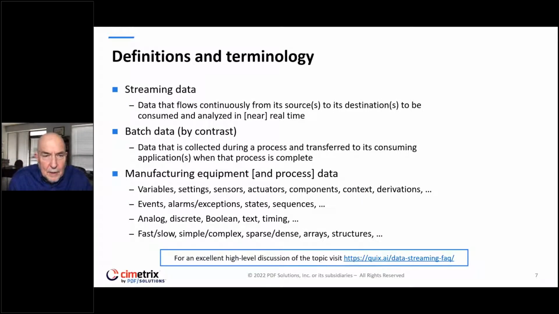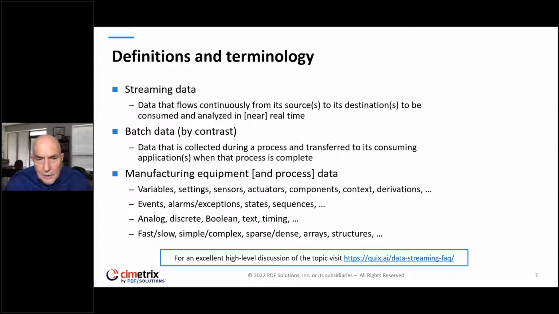All right, definitions and terminology. I'm not trying to get deep into this, but just to make the distinction: streaming data is data that flows continuously from its sources to its destinations to be consumed and analyzed in near real time. Again, it's important to point out there may be multiple sources of streaming data and multiple destinations, so there'll be a variety of infrastructure technologies necessary to support that.